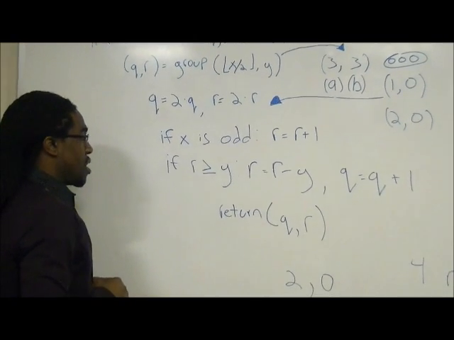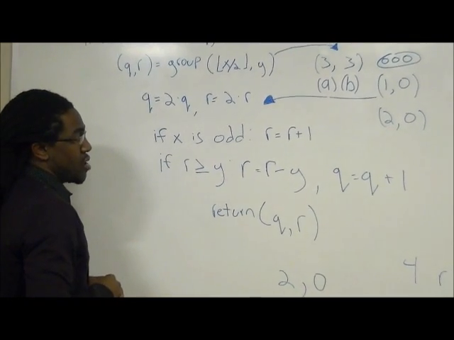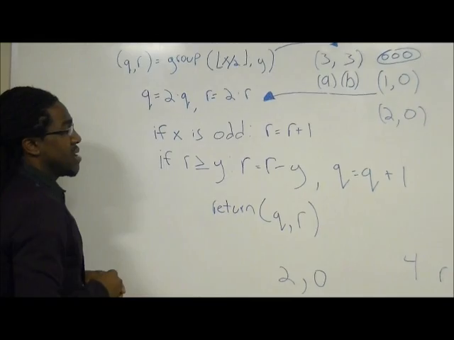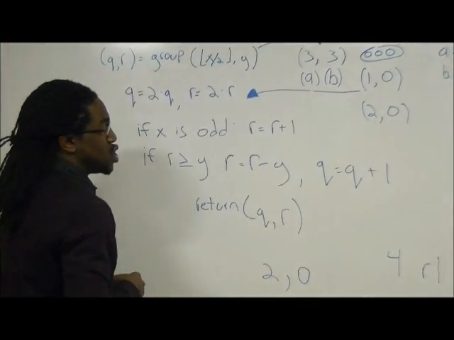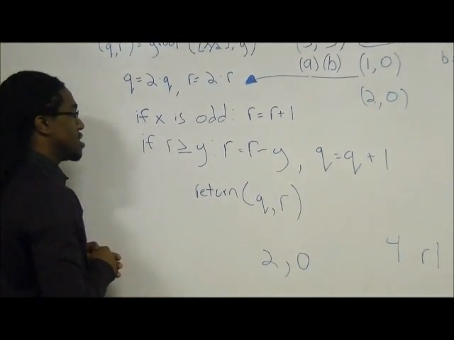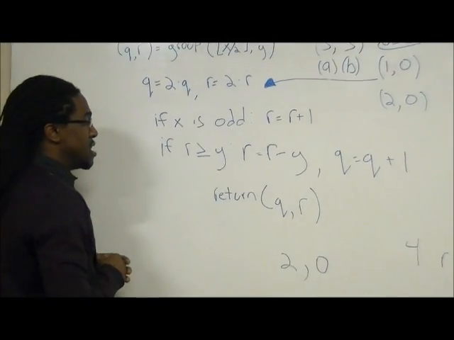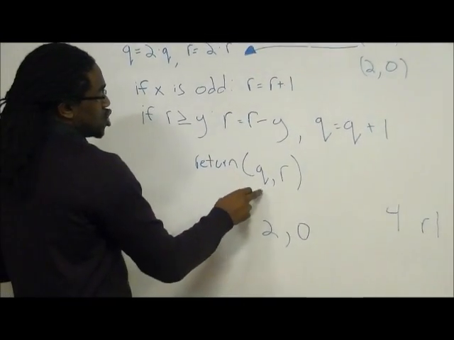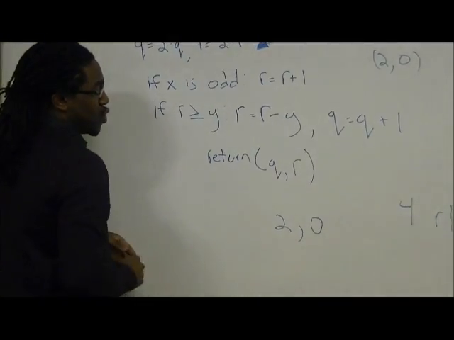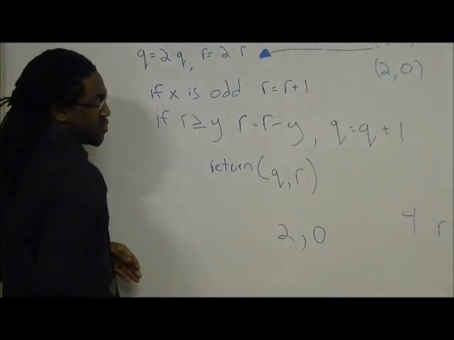If R is greater than or equal to y, I will do R equals R minus y, and Q equals Q plus 1. However, R is not greater than or equal to y. So I will then return Q and R, Q being my quotient of 2 with a remainder of 0.